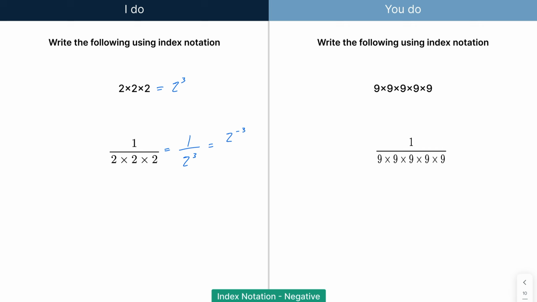Okay, so hopefully you've pressed pause and had a go at the example on the right. So this is going to be 9 to the power of 5. This is going to be 1 over 9 to the power of 5, which we can write as 9 to the power of minus 5. Okay, remember that negative just means 1 over. It's just the inverse.